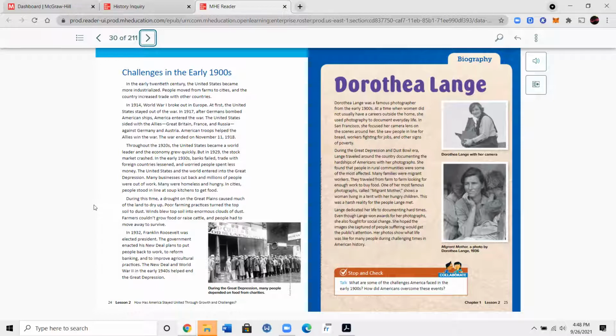In 1932, Franklin Roosevelt was elected president. The government enacted his New Deal plans to put people back to work, to reform banking, and to improve agricultural practices. The New Deal and World War II in the early 1940s helped end the Great Depression.